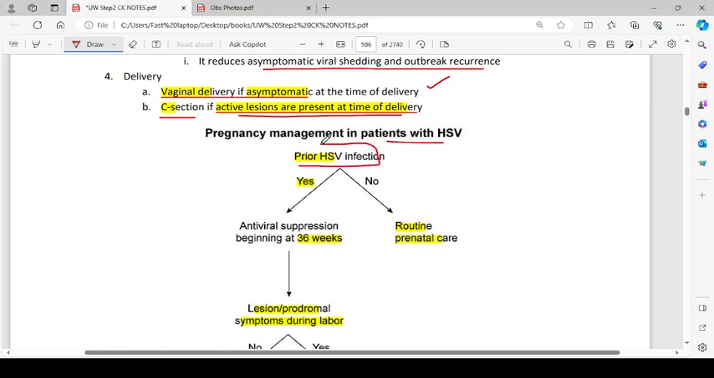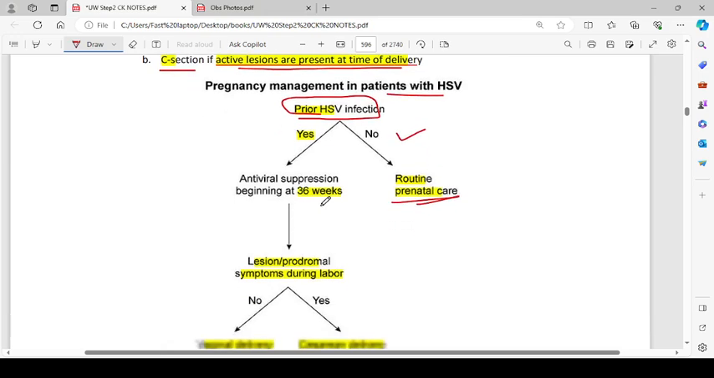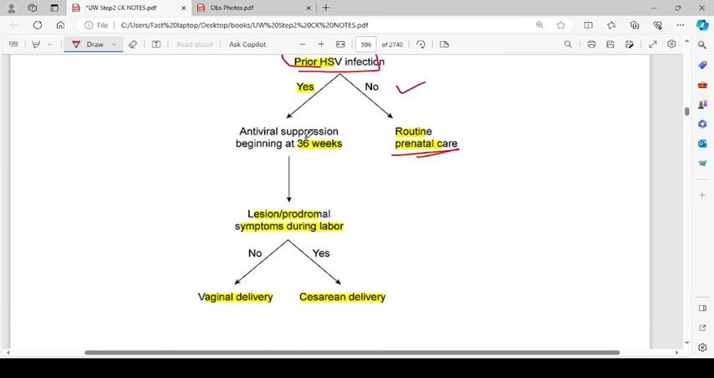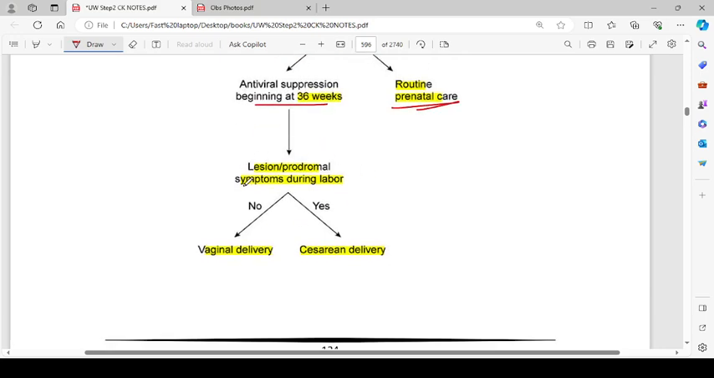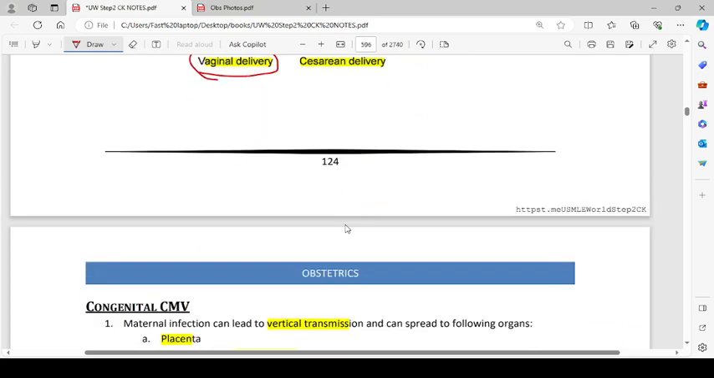Prior HSV infection, check for that. If there is no prior HSV infection, give the routine prenatal care. If there is a prior HSV infection, antiviral suppression beginning at 36 weeks, and look for lesions or prodromal symptoms during the labor. If they are not present, proceed with the vaginal delivery. If they are present, do the cesarean section.